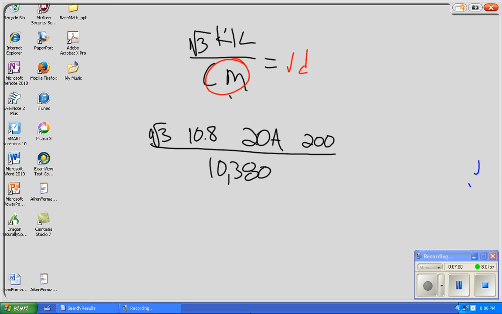With a number 10 wire, it should be plenty fine. That's way bigger than you need normally for a 20 amp circuit, but we're going out 200 feet. So we're guessing at number 10 wire at 10,380. So hit the square root of 3, times 10.8 times 20 times 200, equals, divided by 10,380.